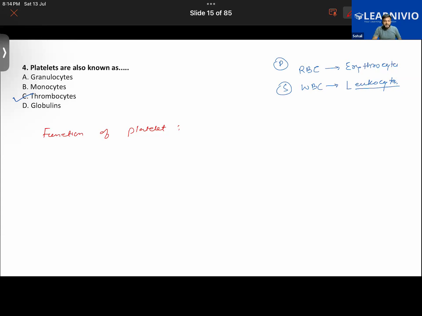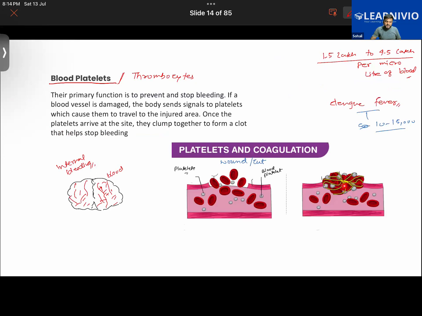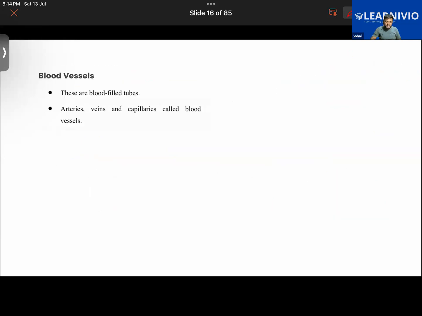It stops bleeding, right? By forming a clot. By forming a clot, it will stop the bleeding. So hope that is now clear to everyone.